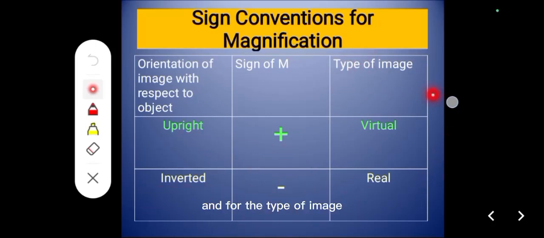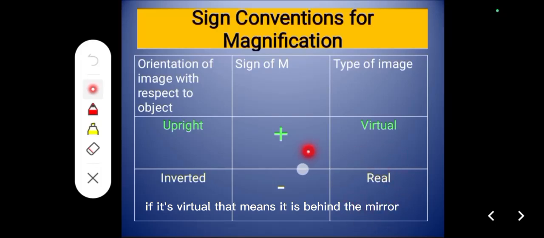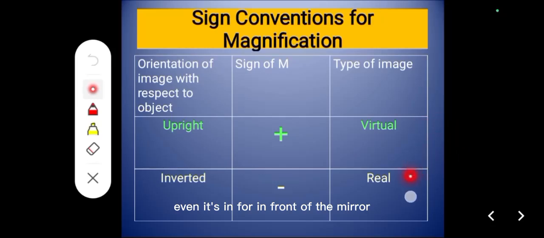And for the type of image, if it's inverted, that means it's a real image. If it's virtual, that means it is behind the mirror. If it's in front of the mirror, that means a real image.